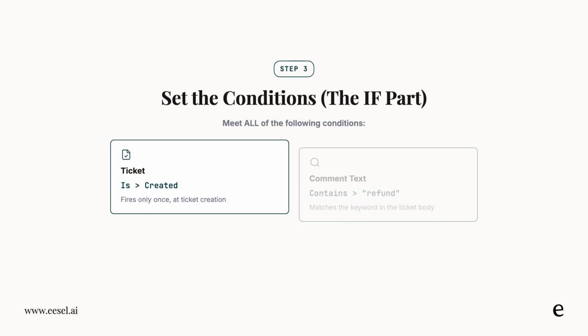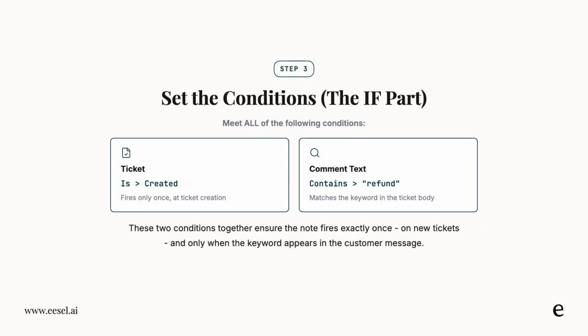Conditions are the IF part of the rule. Add 2. First, ticket is created, so it only fires once. Second, comment text contains the word refund. Together, these make sure the note only appears on new tickets with that specific keyword.